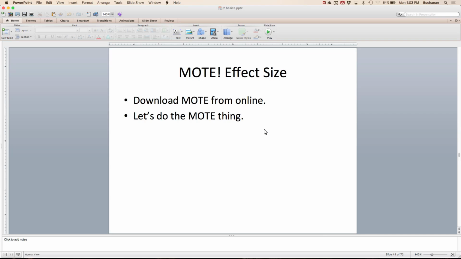Moat. There's lots of jokes. We are slowly writing Moat. Moat is a program that our research lab wrote, or my friend who's smarter than I am wrote. It stands for measure of the effect, or magnitude of the effect, depending on who you ask in the lab. It's a Java-based program, so it should run on all of your computers with only minimal issues. And we're going to try it now.